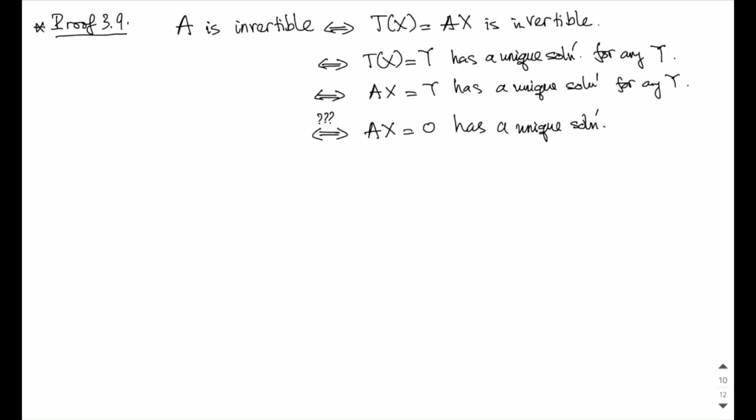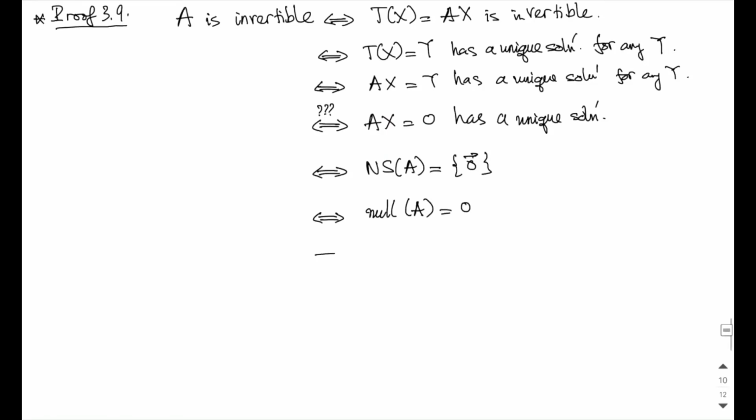Now, this is the homogeneous equation. It may have infinitely many solutions or one solution. But in this case, because we know that it has a unique solution, then x equals 0 is the only solution for this equation. And then this is equivalent with saying that the null space of A has the only solution, that is vector 0. But this is the same as saying that the dimension of the null space of A, which is the nullity of A, is 0.